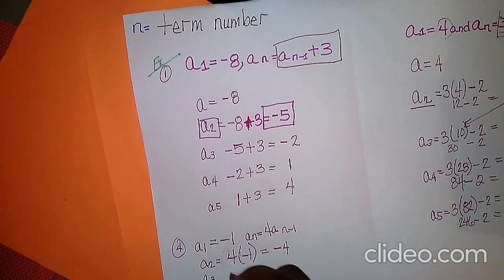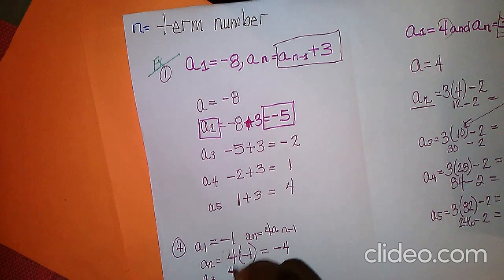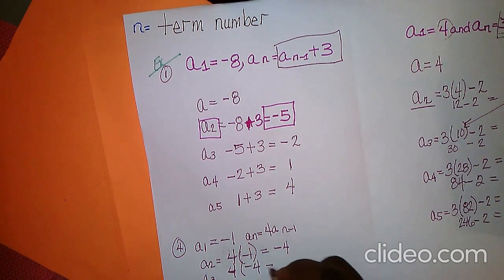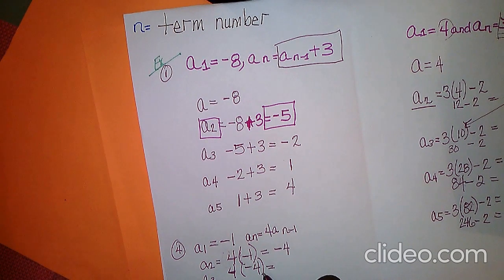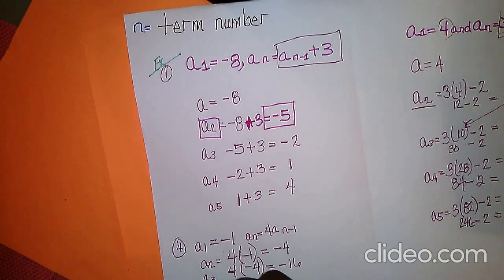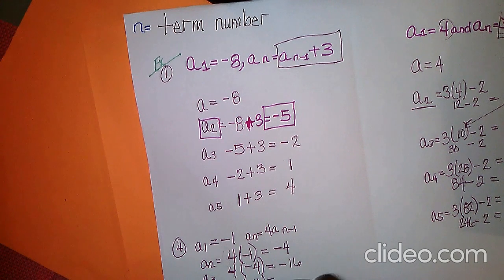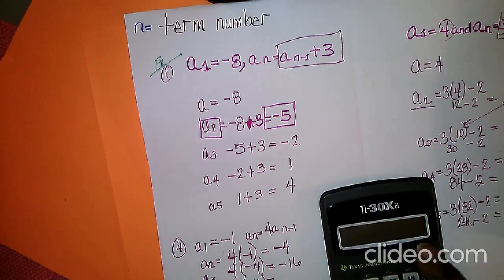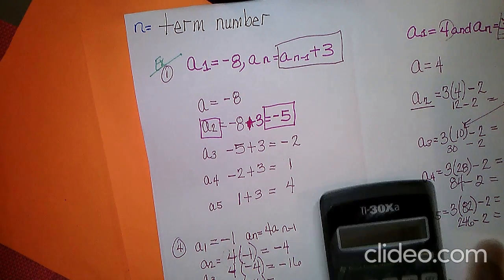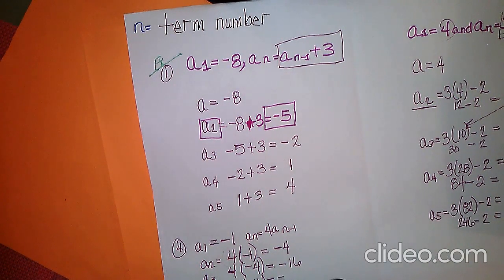A3, we're going to put A2 into place. So we have 4 multiplied by negative 4, which gives us 4 times 4 is 16. With the negative is negative 16. On A4, we're going to plug in A3, which is negative 16. So we have 4 times negative 16. 16 times 4 is 64. So we have a negative 64 here.